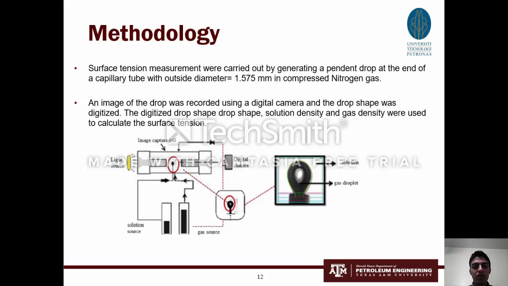Here is the setup of the DSA, the drop shape analysis equipment. We have a light source, and we have the cell, which is inside the chamber, where we compress the gas and create the bubble. And also we have a solution source and gas source. And also we have a digital camera that captures the drop.